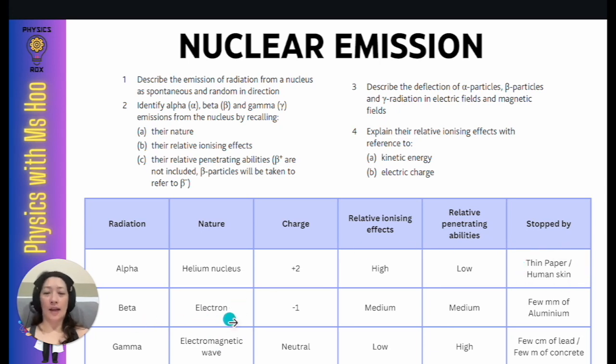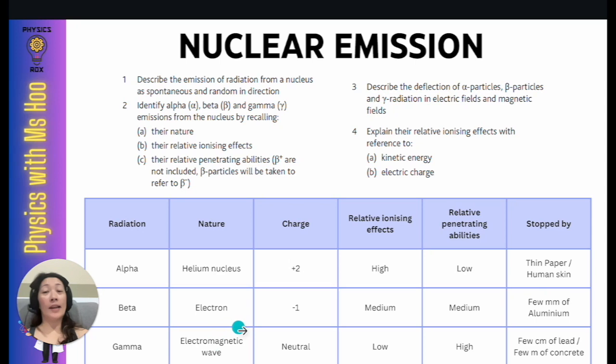Beta is an electron and therefore it has a charge of negative 1. Compared against the other two, it has medium ionizing effects as well as penetrating abilities. Beta is stopped by a few millimeters of aluminium.